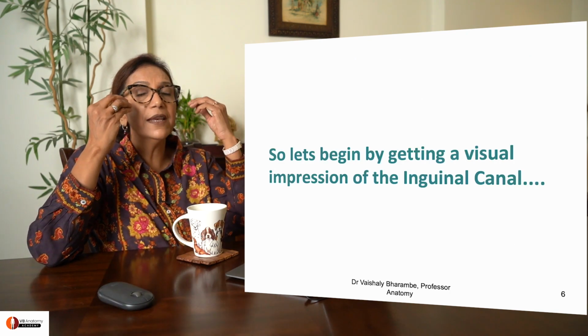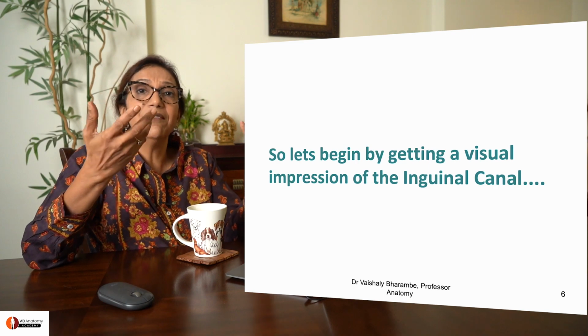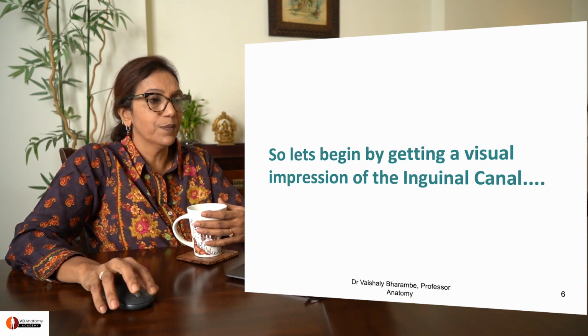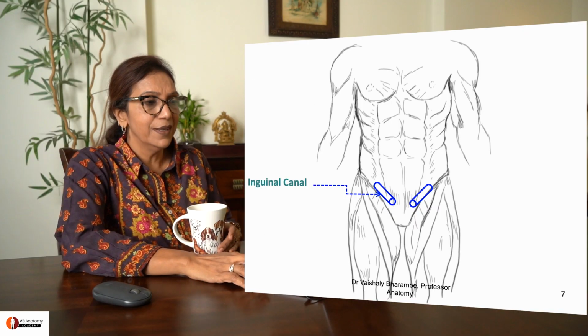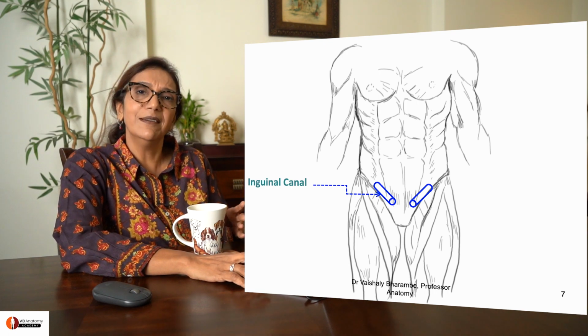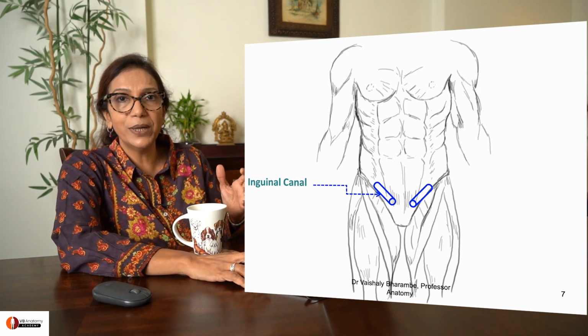Let's begin by creating a visual impression. Where is inguinal canal? Take a look. Now here you can see that somewhere in the lower abdominal region there are 2 tubular structures created indicating the site where there is the inguinal canal. This is very diagrammatic. It's different, but this is how it looks.